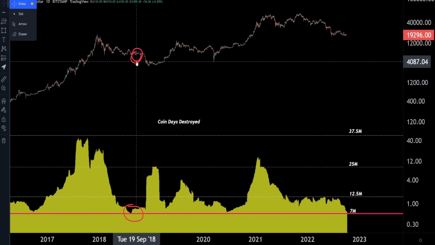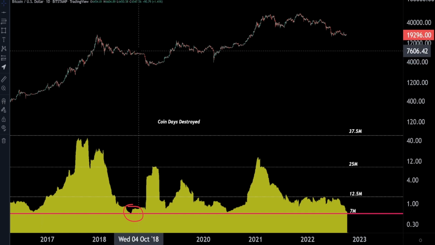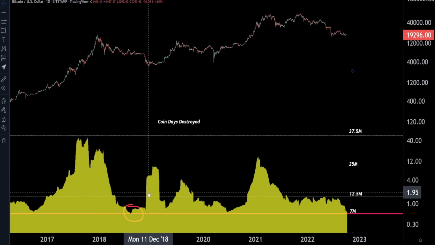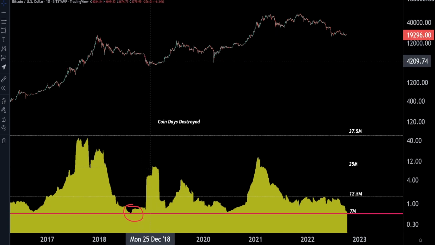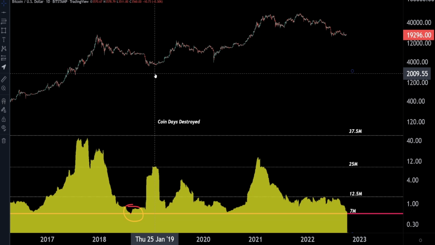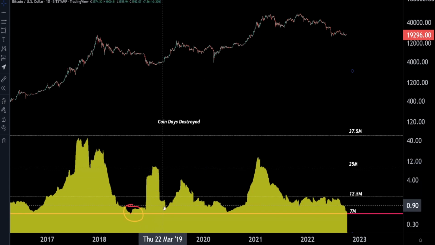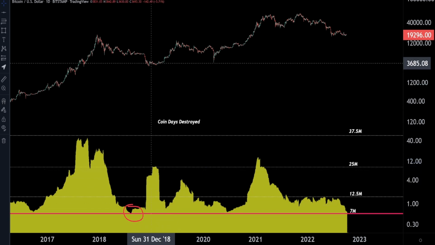That is not because of retail sellers. The retail sellers are not the ones causing this type of move. So the coin days destroyed rapidly increases and the price rapidly falls because a whale or a few whales are the ones doing the selling. And from there, what happens? The coin days destroyed rapidly falls off again. And what do you see?